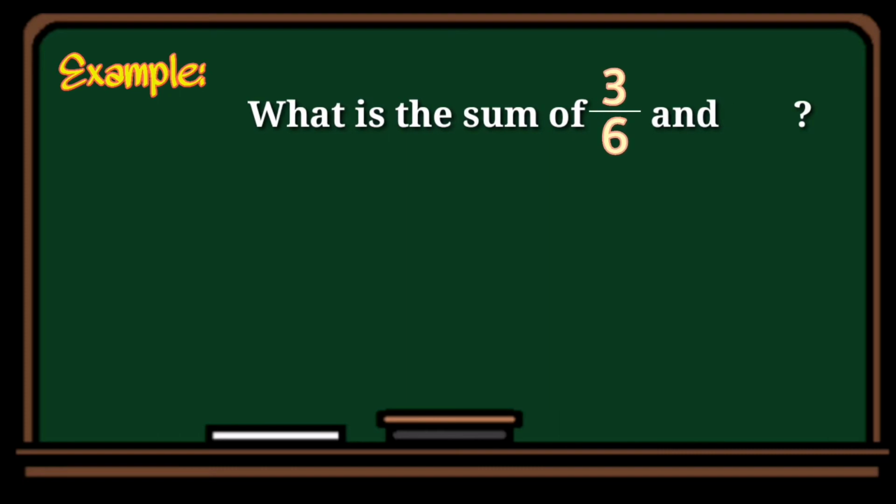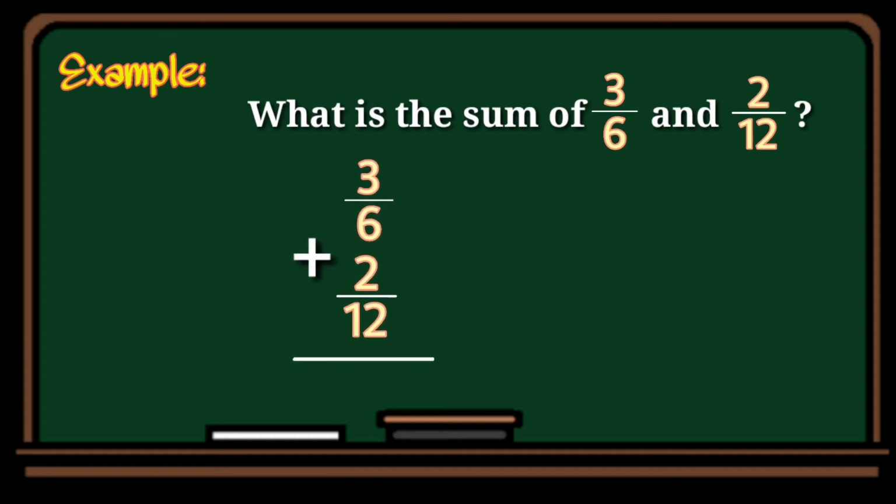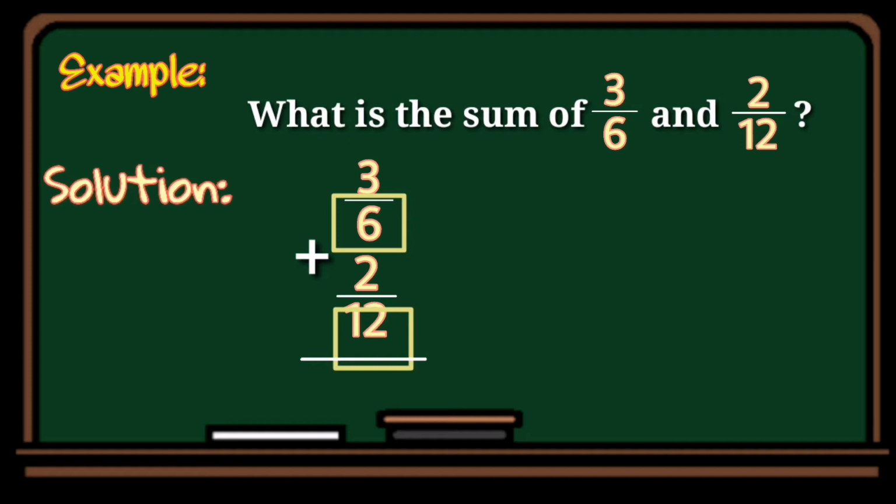Let's have this example. What is the sum of 3/6 and 2/12? Okay, so look at our fractions. They are dissimilar fractions because their denominators are not the same. So what are we going to do? Make the denominators the same by finding the least common multiple or LCM of their denominators. This step is exactly the same as finding the least common denominator.